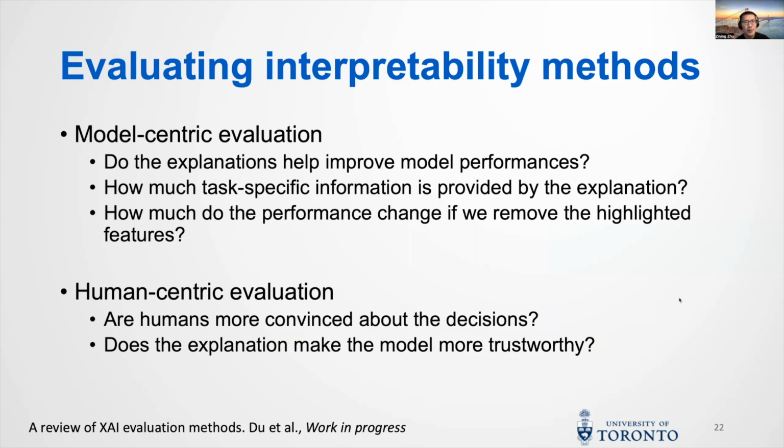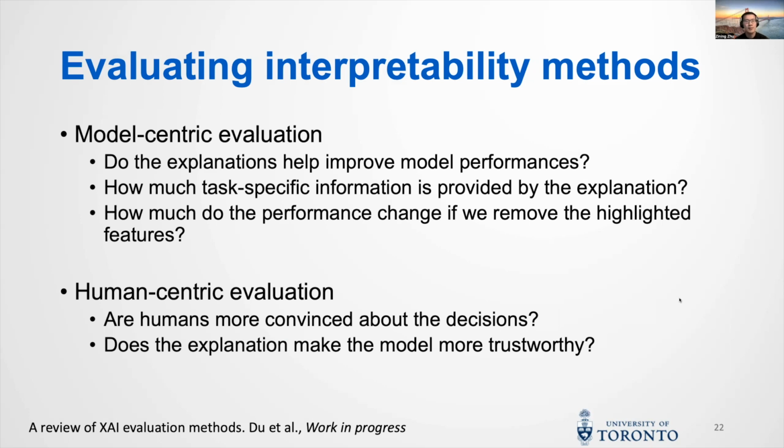So let's also briefly look at how to evaluate those interpretability methods. There is the model-centric evaluation and the human-centric evaluation. For the model side, we automatically compute some scores. For example, do the explanations, whether they are attribution scores or probing results or natural language explanations, help improve the downstream model performances? How much task-specific information is provided by the explanation? How much does the performance change if we remove the highlighted features? There are many other model-centric evaluation methods.